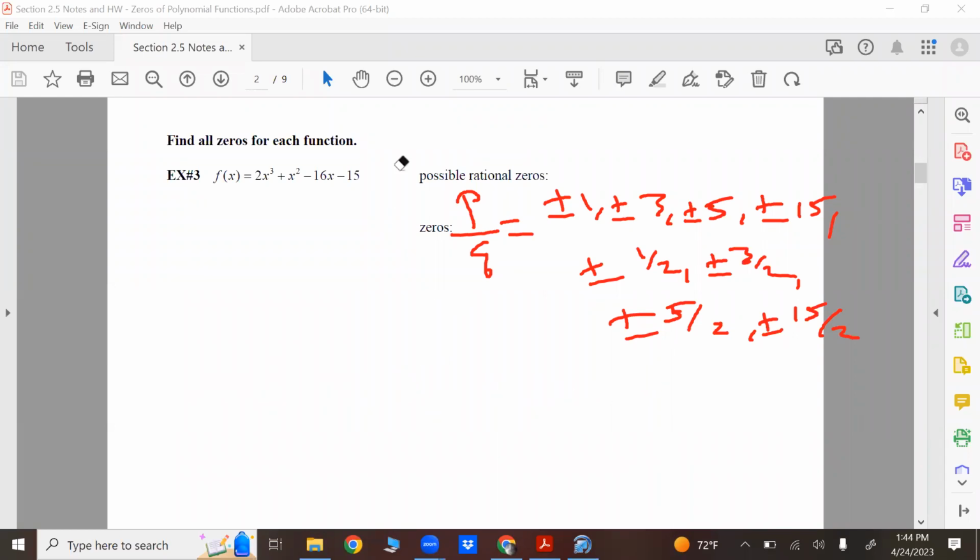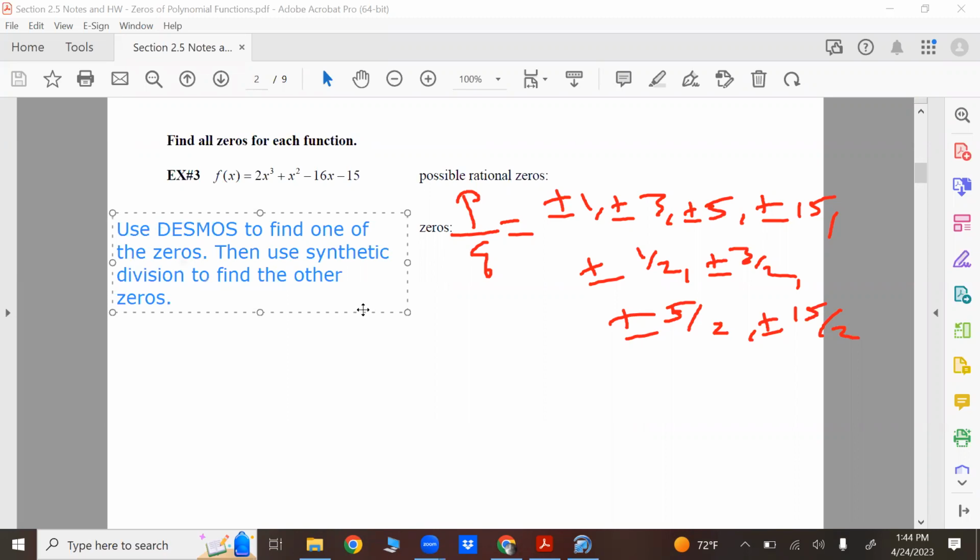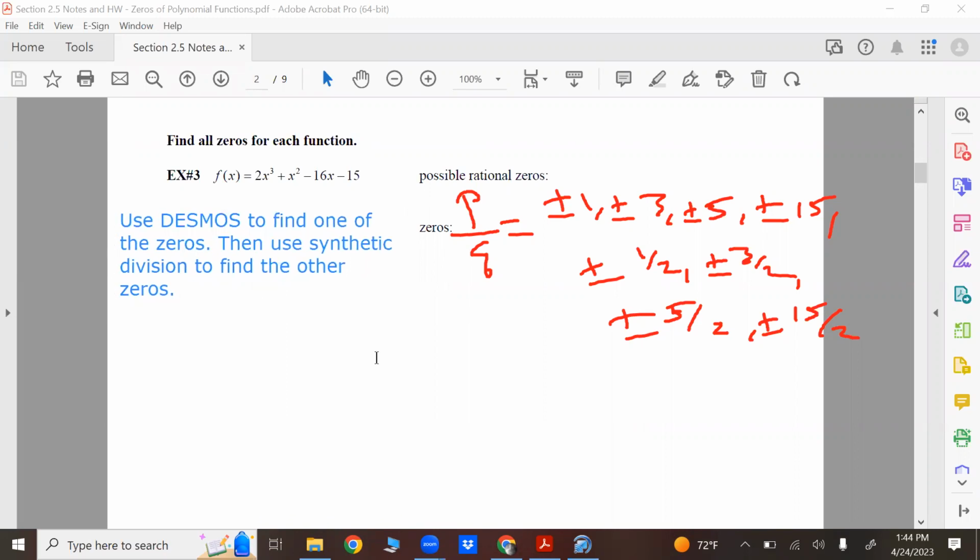So here's what we're going to do. Use Desmos. Let me type this in the text box. I'll give you one of the zeros instead. Oh, and then we do synthetic division. Okay, that's what you want to do: use Desmos to find one of the zeros, and use synthetic division to find the other zeros.